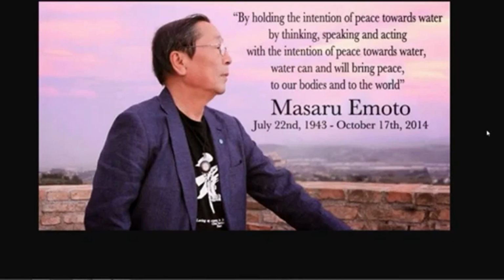"By holding the intention of peace towards water, by thinking, speaking, and acting with the intention of peace towards water, water can and will bring peace to our bodies and to the world." That's a quote from Dr. Emoto, who passed away a few years back.